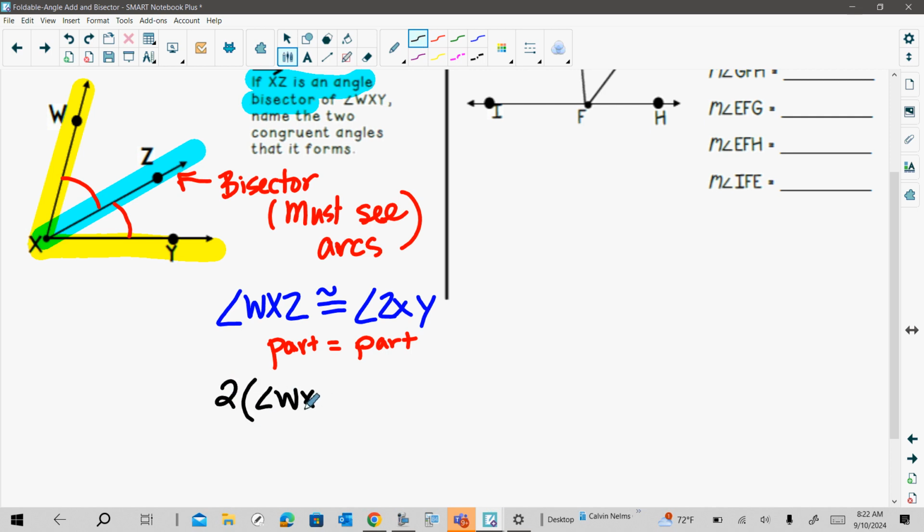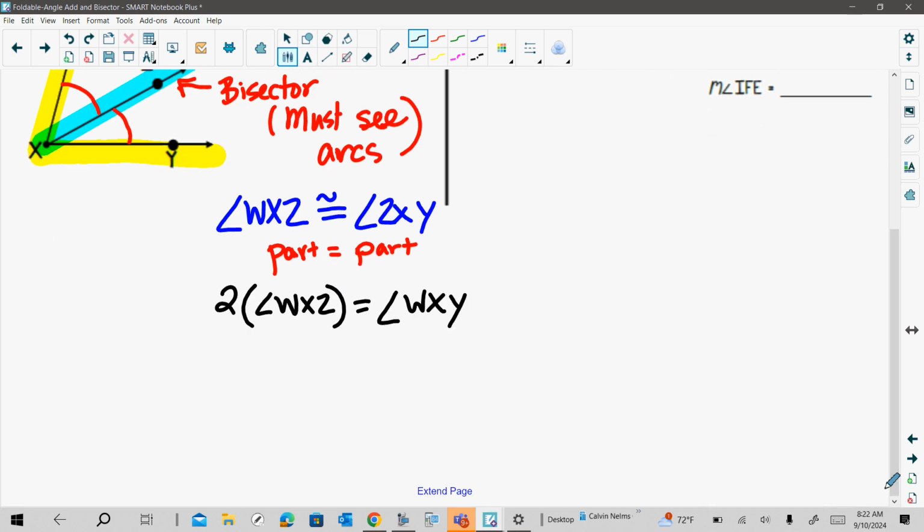angle WXZ, whatever its measure is, to equal the whole angle WXY. So another relationship that you need to make sure you recognize is sometimes you have to double the part to equal the whole. It depends on what you have. Do you have two parts or do you have a part and a whole? Okay.